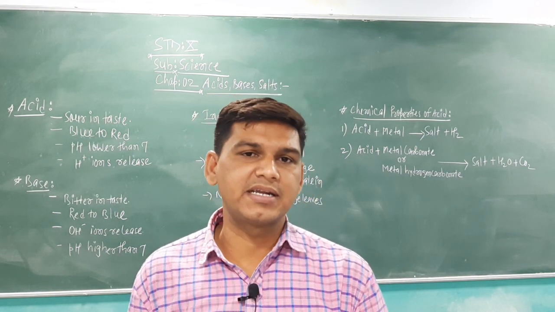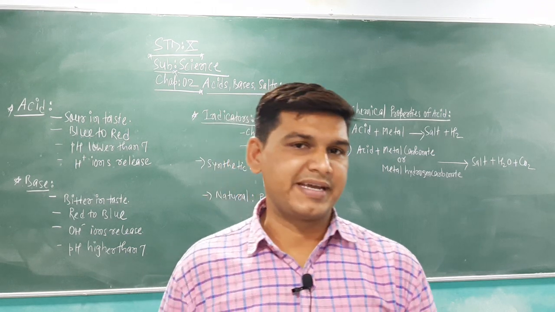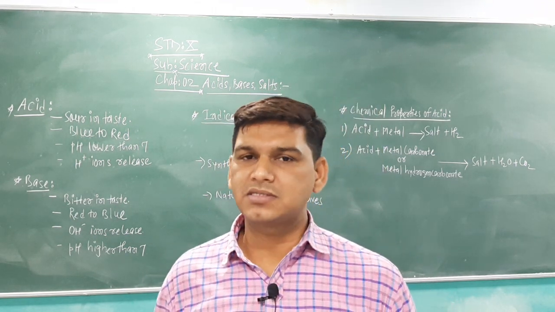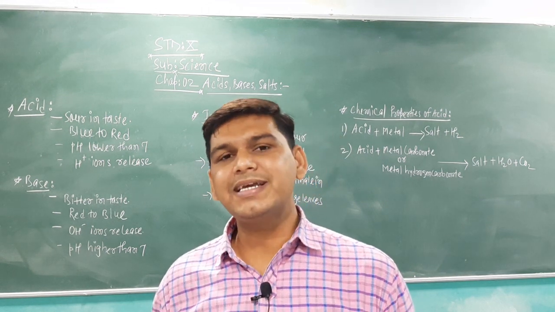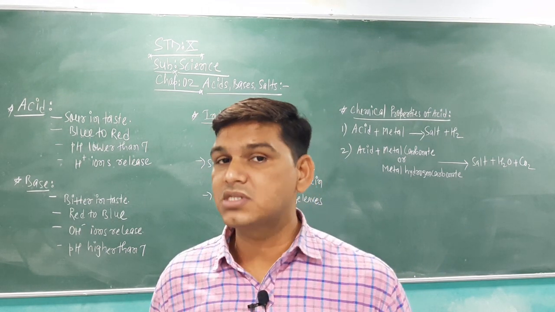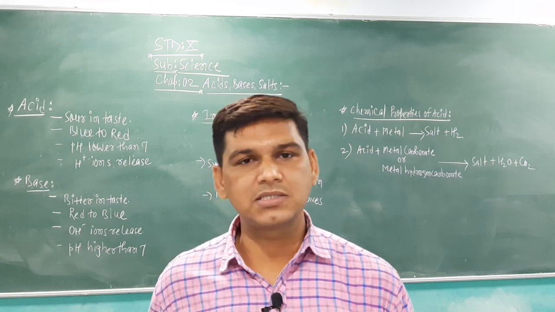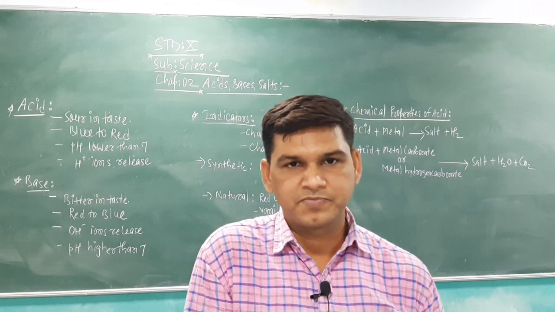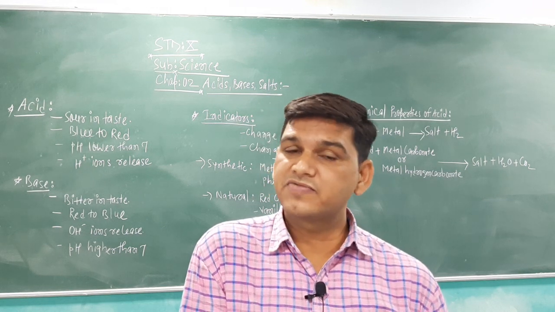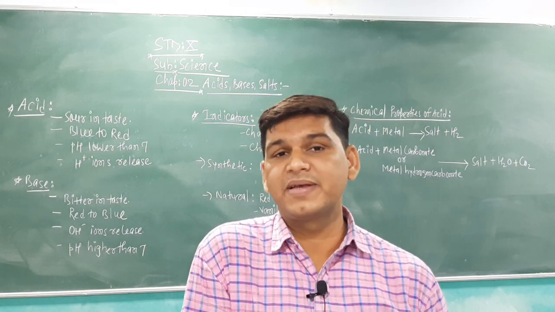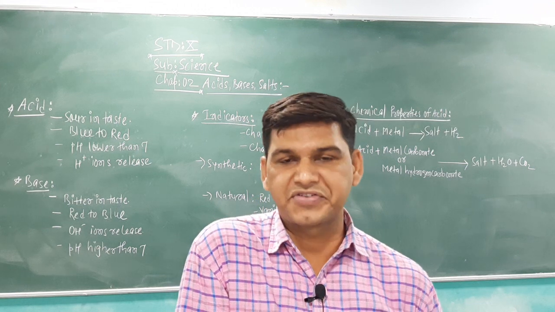So that is called indicators. Now there are two types of indicators: one is called synthetic indicators, one is called natural indicators. Synthetic indicators we have already used in our laboratories, including phenolphthalein and methyl orange. Phenolphthalein and methyl orange are the two synthetic indicators which we use in the laboratory in the practical of acid and base titration.